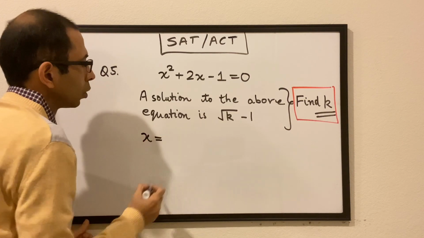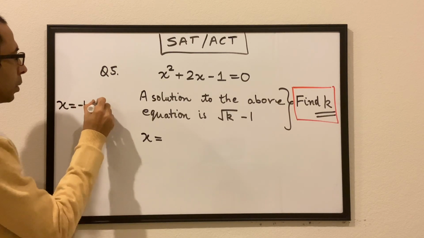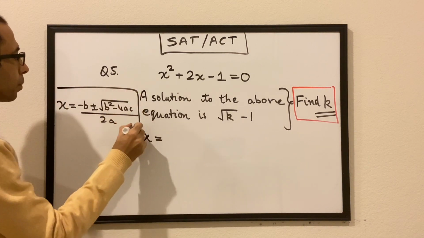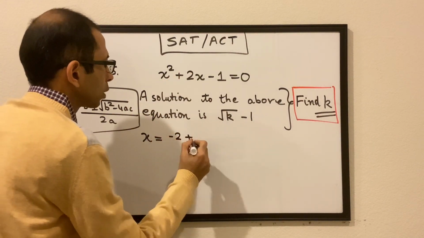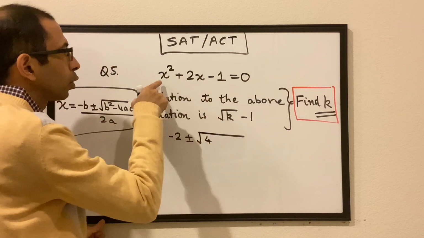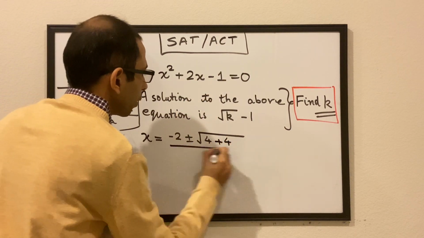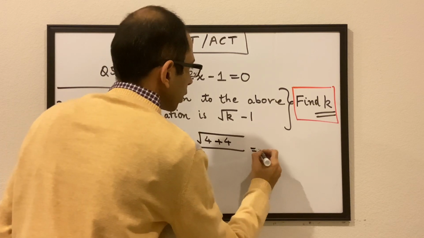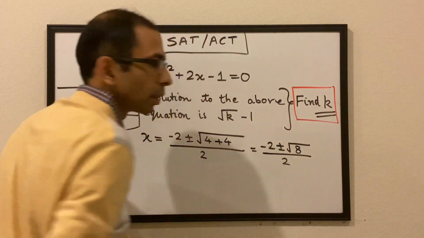So x is equal to, I'm sure you all know that the quadratic formula is this. Minus b plus minus square root of b square minus 4ac divided by 2a, correct? So this is the quadratic formula. So let's apply this here. So it will be minus 2 plus minus square root of b square, b is 2, so 2 square is 4, minus 4 times 1 times minus 1, so it will be eventually plus 4, divided by 2a. a is 1 here, so 2 times 1 is 2, which is nothing but minus 2 plus minus square root of 8 divided by 2.